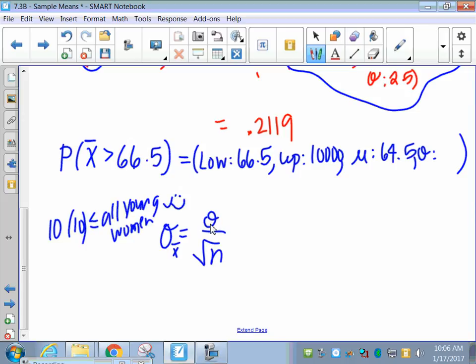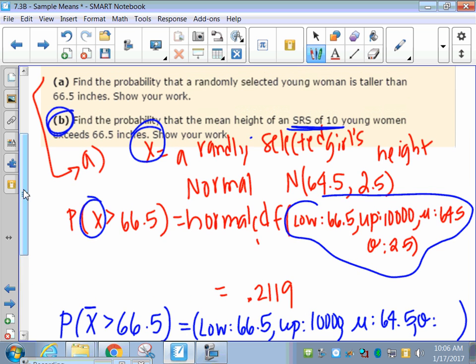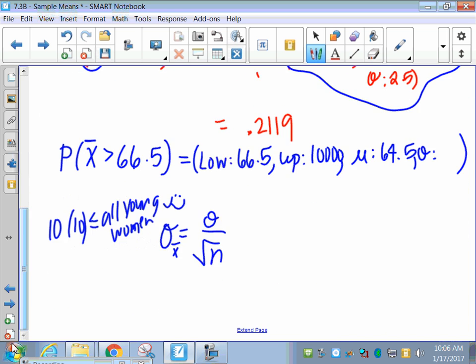So we plug in our previous standard deviation from the population, which was 2.5, right? Yeah, my screen is so annoying here. 2.5. And we divide by the square root of 10 because our sample size was 10, and we get 0.79. And we plug this in to our normal calculation. And we get 0.0057 for that.